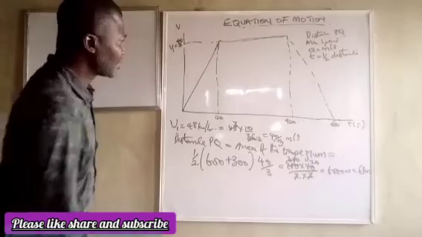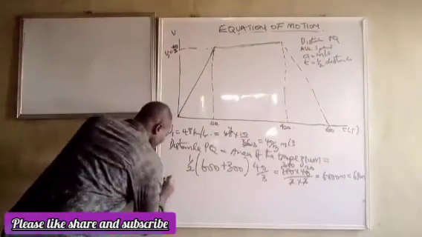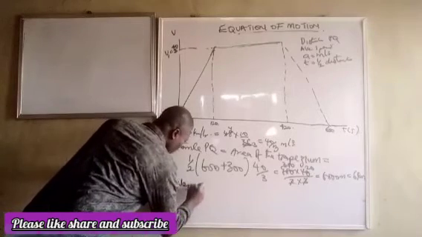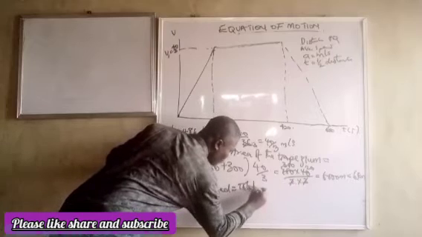That is 6 kilometers. We are asked, what is the average speed? The average speed is equal to total distance over total time.